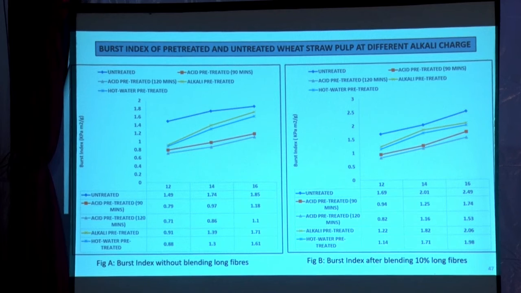Now these are the results of the burst index of pre-treated and untreated wheat straw pulp, again at different alkali charges. Here also we can see that the burst index has decreased for all the pre-treated straw samples as compared to the untreated one. Again, the reason is the same: the loss of hemicellulose during the pre-extraction stage.